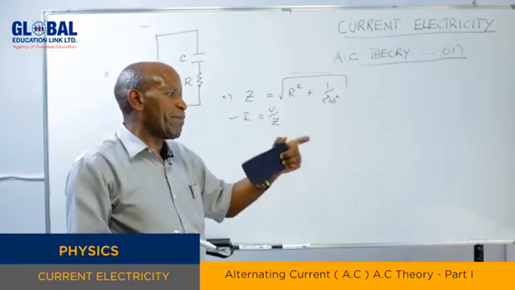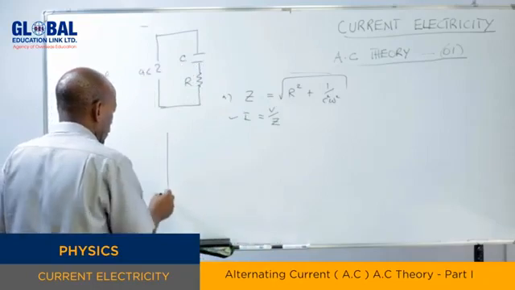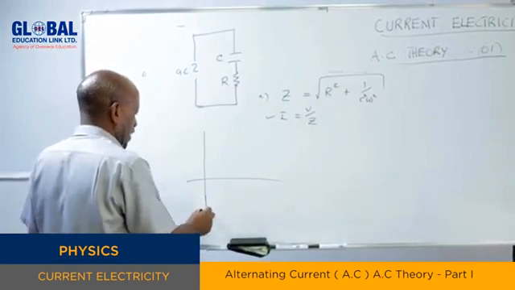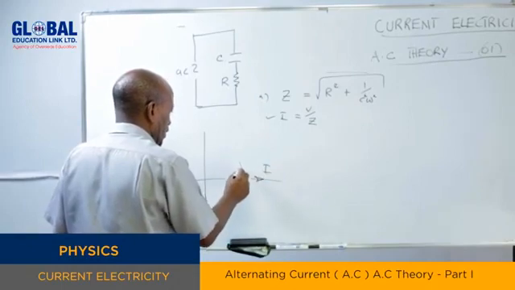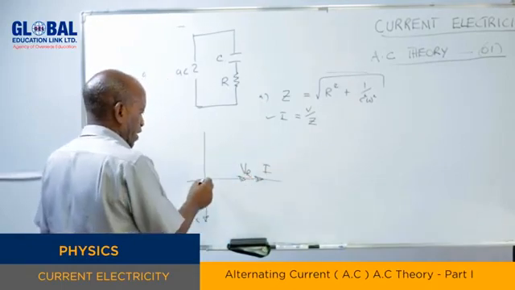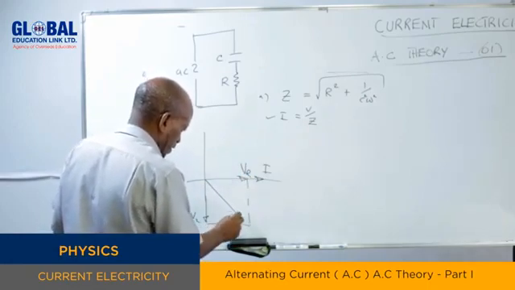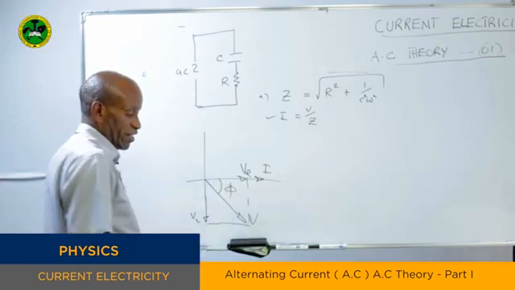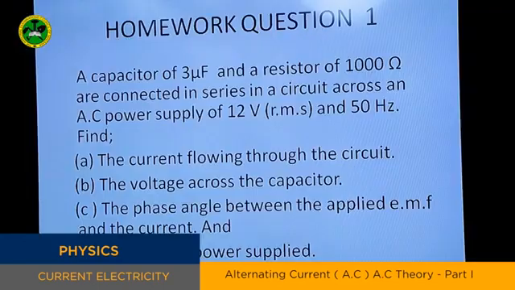The phase angle between the applied EMF and the current. Remember here, from the phasor diagram, the current through the capacitor leads the voltage, which lags behind the applied current and the voltage through a resistor. So the applied voltage, the resultant voltage, can be obtained by using the Pythagoras theorem. So this will be the applied voltage, and the angle at which it lags is that one there, which you can calculate. So the phase angle can be obtained in that way.